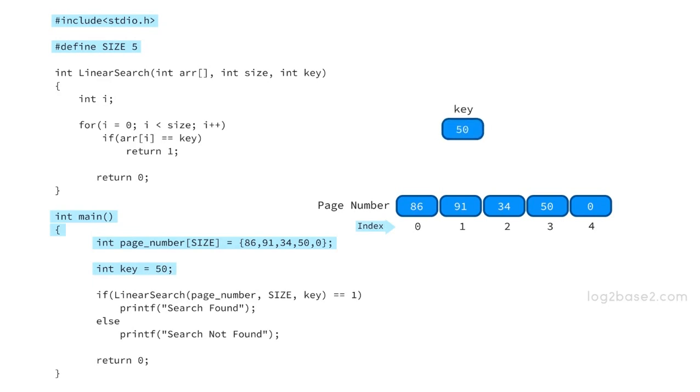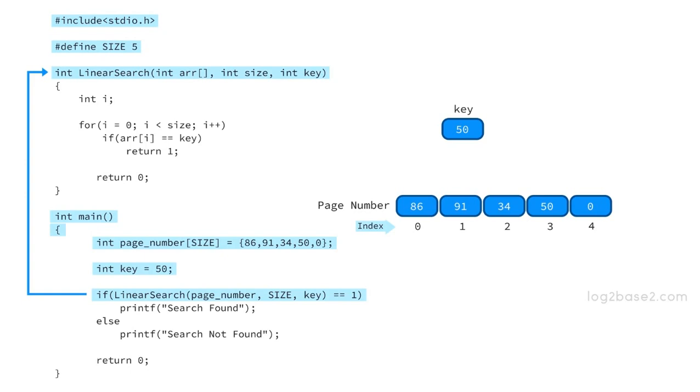So we want to search the key 50 in the array page number, and we will call the function linear search, which will perform the linear search operation. We will pass the array, its size and key to be searched into the function, and the function will return 1 if the key is found. Otherwise it will return 0. So we have if linear search of page number, size, key equal to 1, print search found, else search not found. So the function is called and control gets here, and the array page number is stored in arr, size in size and key in key.